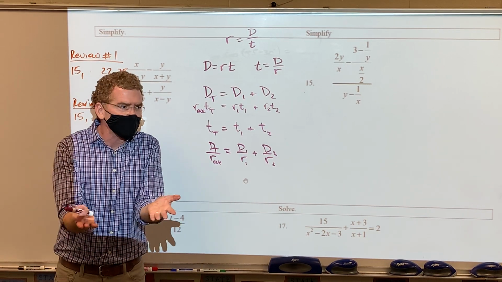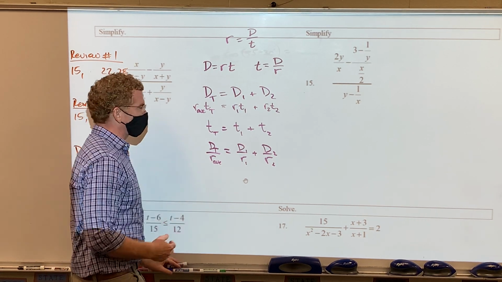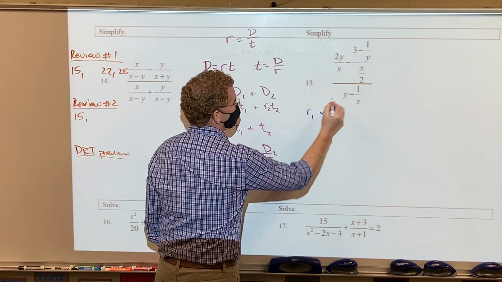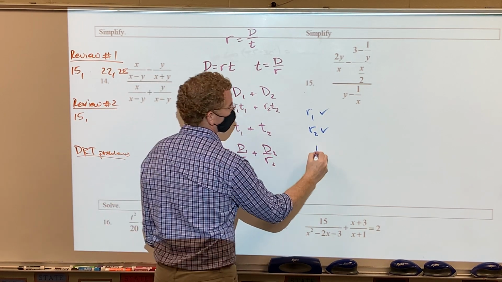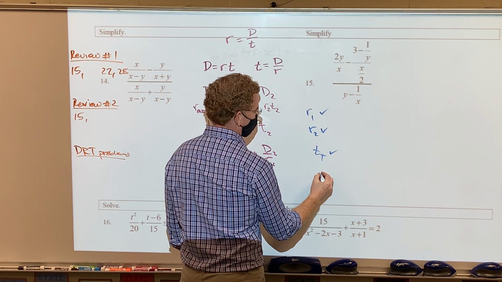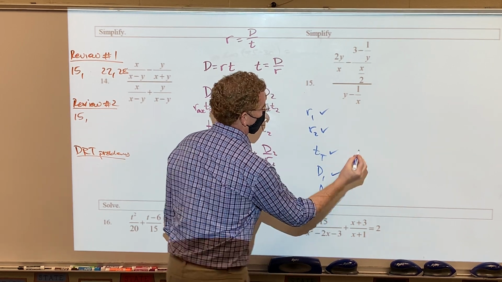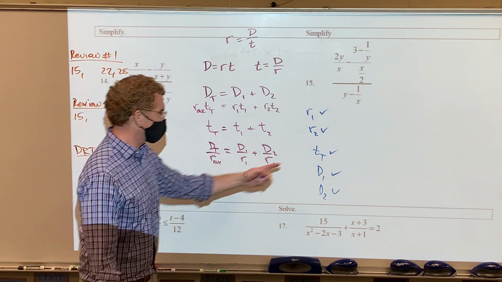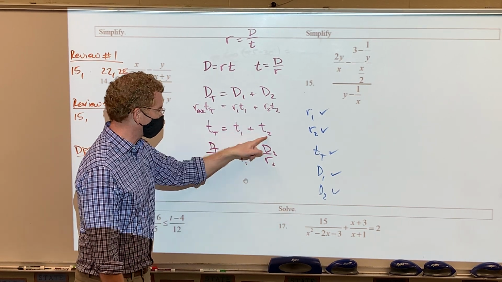And if you do that and then write down what you know, usually you'll start reading the problem and you'll be like, okay, I know R1, great. I know R2, great. I know total time, great. And I know D1 and D2, great. What do I do with those? Well, I would look at that and go, well, I know total time, so maybe I use this equation, but I don't know these two.